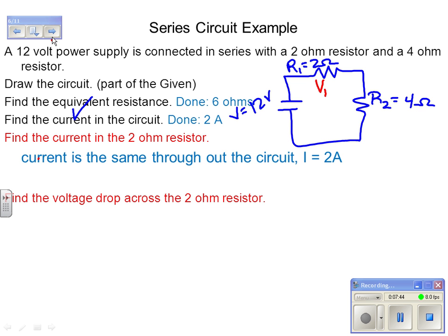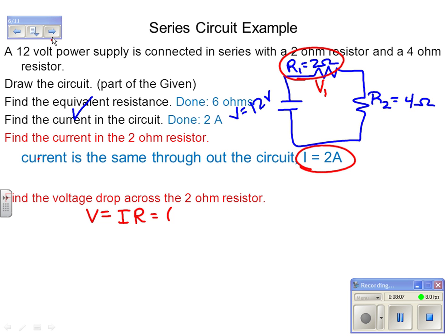So our current is the same throughout the circuit. The current is 2 amps. And so now all we need to do, we have our current and we have our resistance. So now we can find the voltage drop across the 2 ohm resistor.